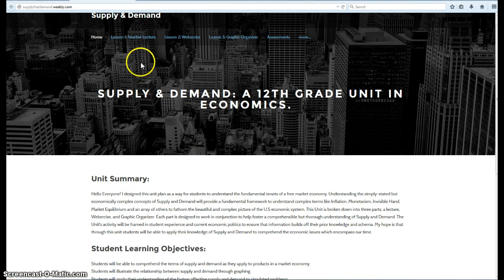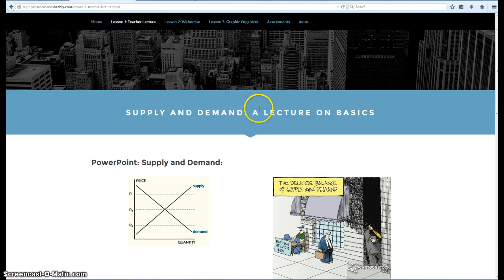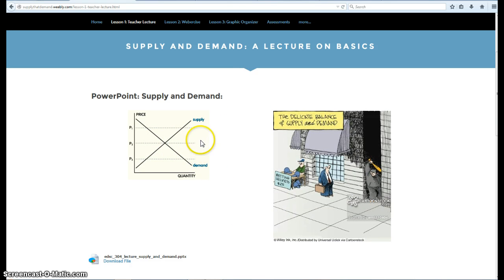All right, so let's go to my first lesson, which is my teacher lecture, and it's just supply and demand basics. And here I have some pictures to preview what they're going to be learning. Here I have a supply and demand graph, and then here showing the supply curve and the demand curve.